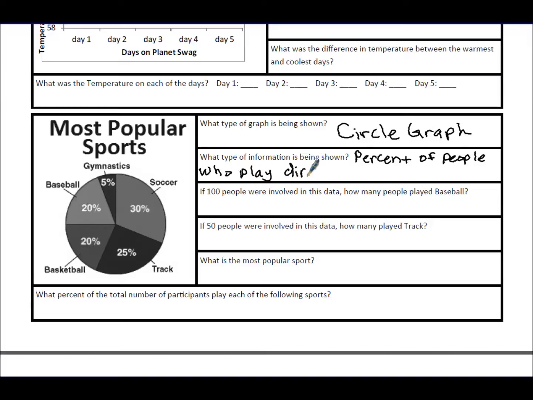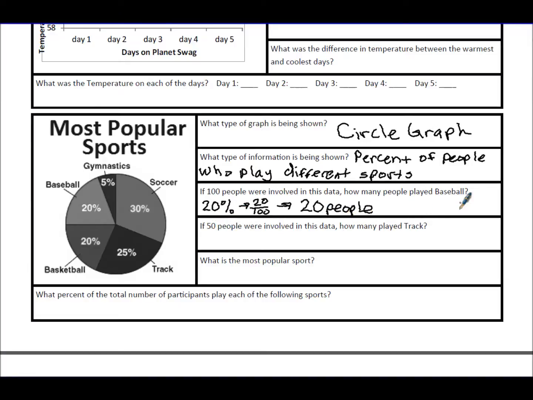So we know what portion of the whole group, maybe this is a high school, what portion of the high school plays soccer. And if 100 people were involved in this survey, or the data that's being shown, it's asking how many people played baseball. Well, I see 20% played baseball, so that would mean 20 out of the 100 people would have played baseball, and that would mean that 20 people played baseball.